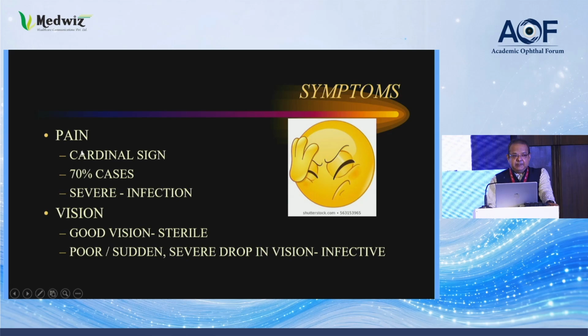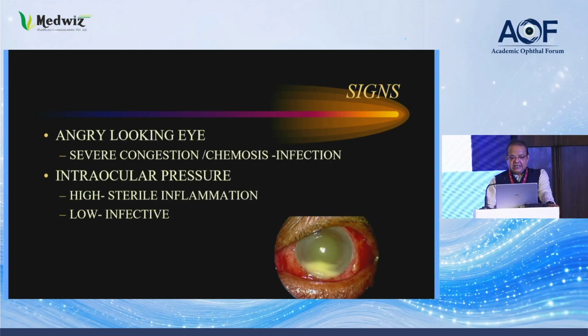But pain is not a cardinal symptom in all cases. It occurs in only 70% of cases. Good vision usually occurs in sterile and poor vision in infective patients, so go ahead and give intravitreal injections. If you have an angry looking eye like this with a lot of chemosis and pain, then err on the side of infection. Intraocular pressure is high in sterile inflammation and is low in infective patients.